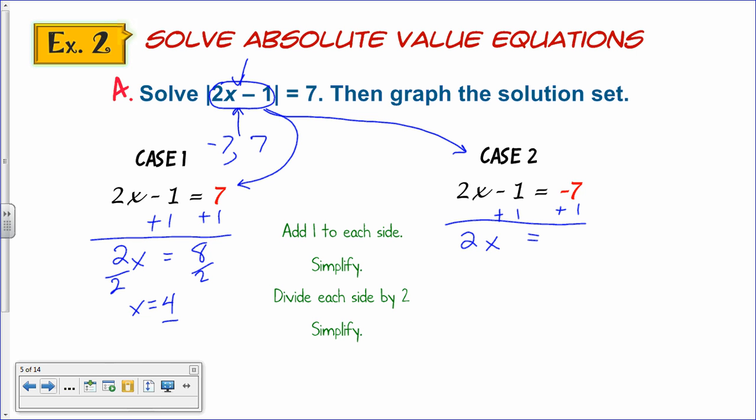What's -7 and 1? Negative what? 6. Divided by 2. X could be also -3. So you could have 2 answers. Exactly. So how many possible solutions can I have? 2. In absolute value problems, you're always going to have how many solutions? 2. I could have 4, -3. Okay? Is everybody good on that? Any questions?